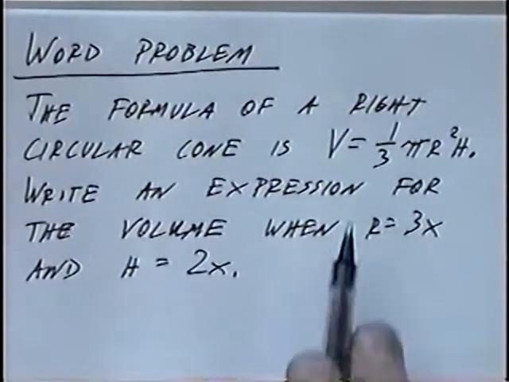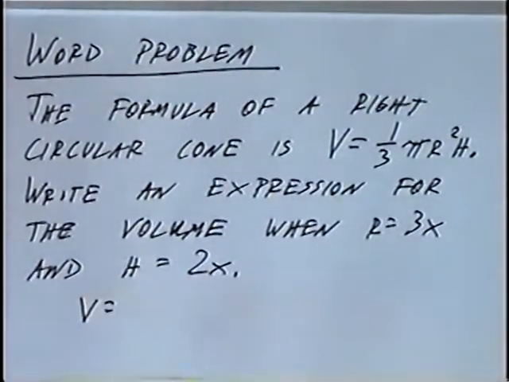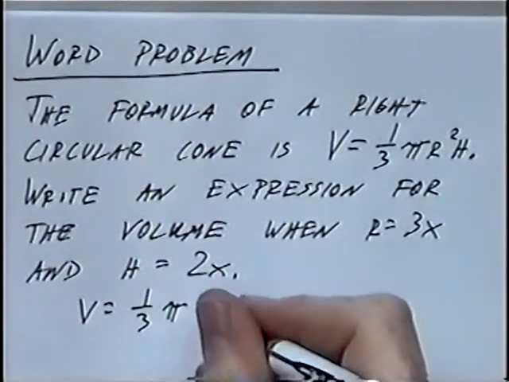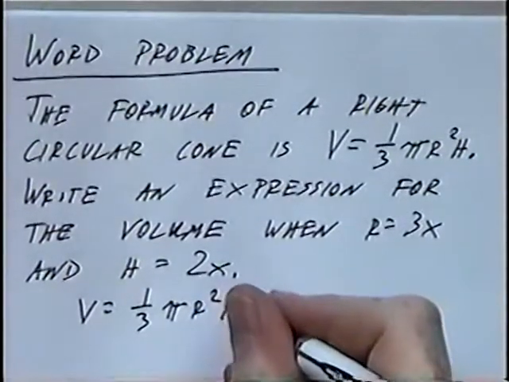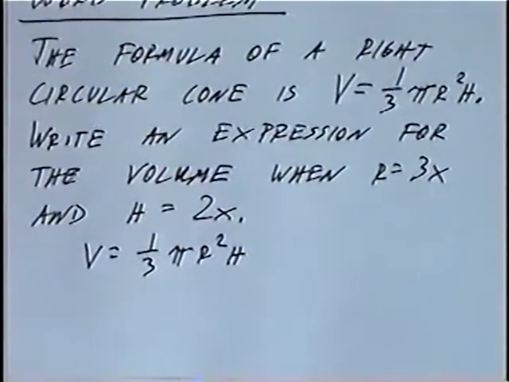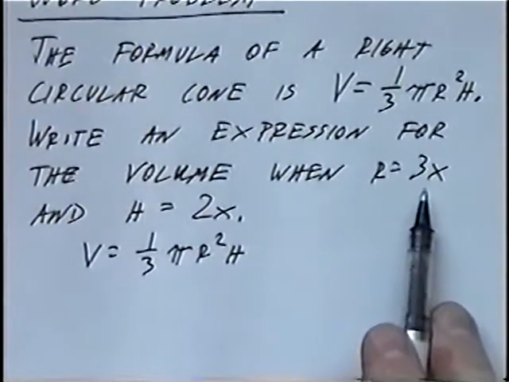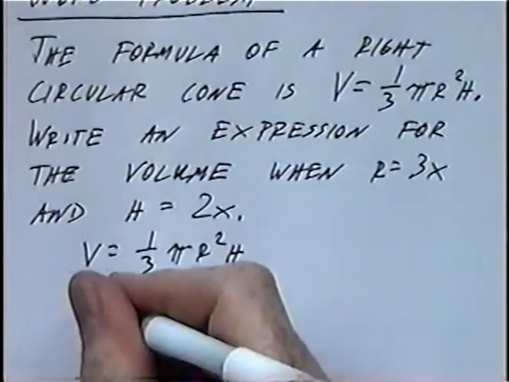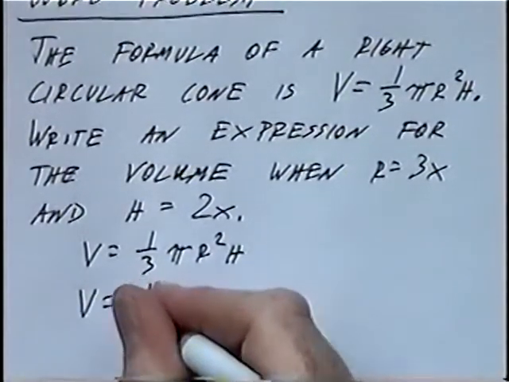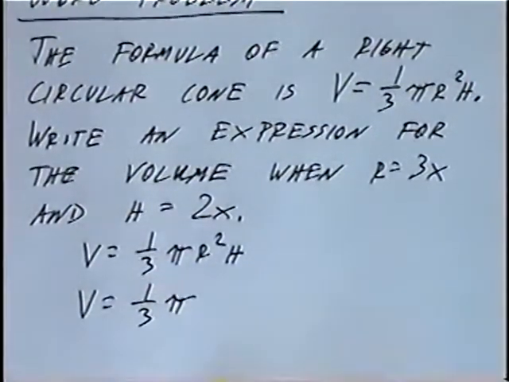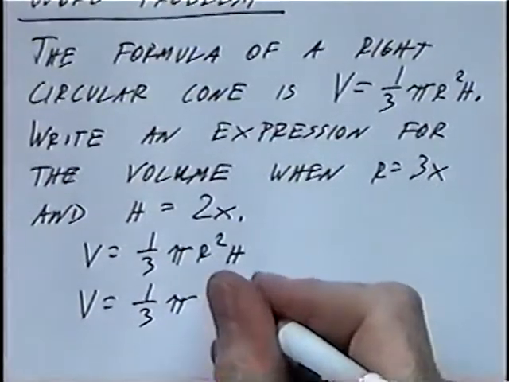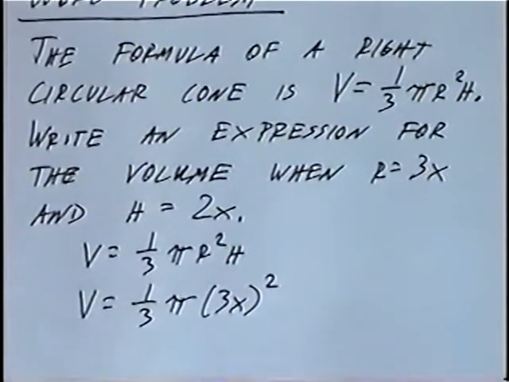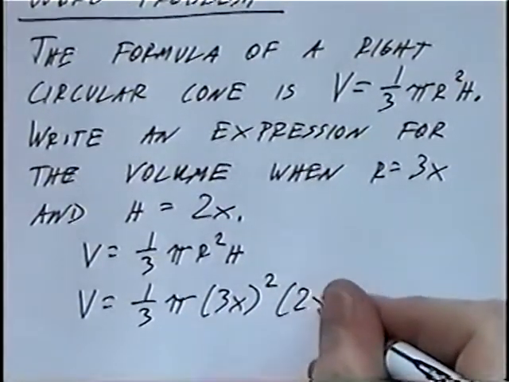Solving this problem, we'll take the formula of the volume. Volume is equal to 1/3 pi r squared times the height. Given the information, r is equal to 3x and h is equal to 2x, we can substitute those in for the variable. So the volume would be 1/3 pi. Instead of r, we'll put 3x. I put it in parentheses since the quantity will be squared, and h would be 2x.